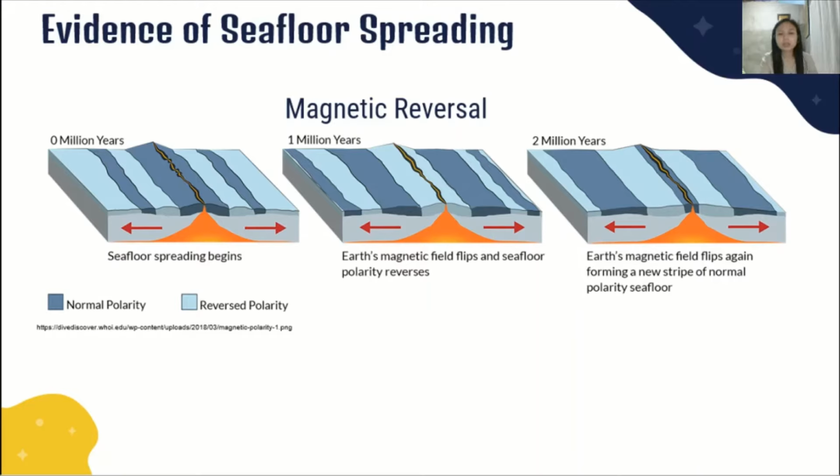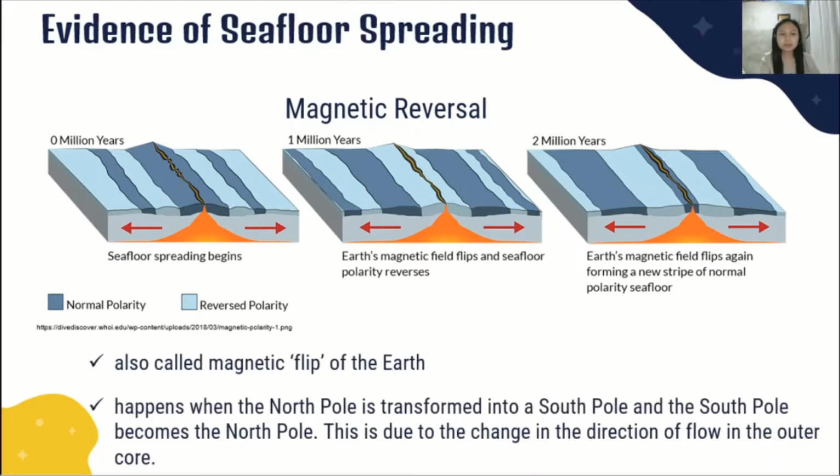So what is magnetic reversal? It is also called the magnetic flip of the Earth. It happens when the North Pole is transformed into a South Pole and the South Pole becomes the North Pole. This is due to the change in the direction of flow in the outer core.